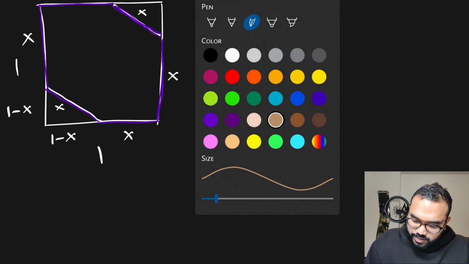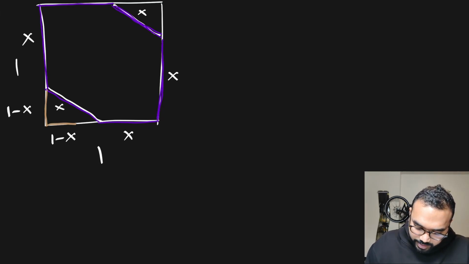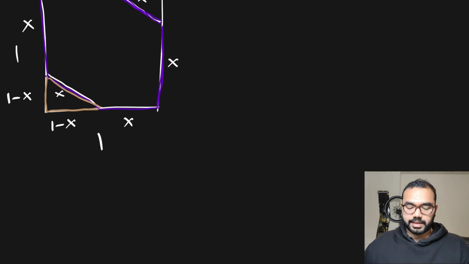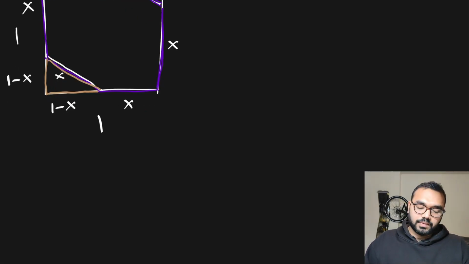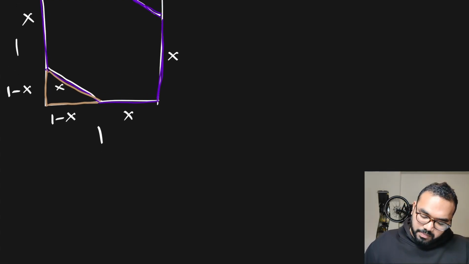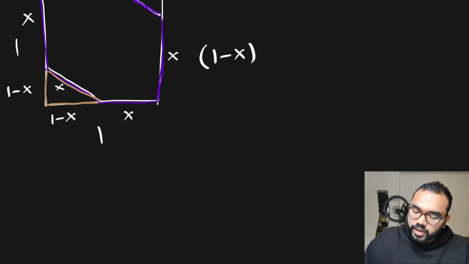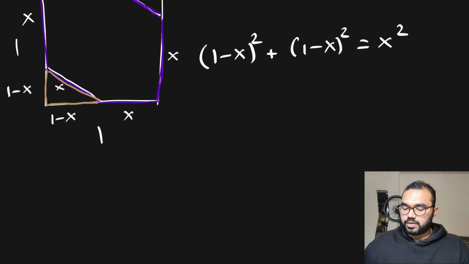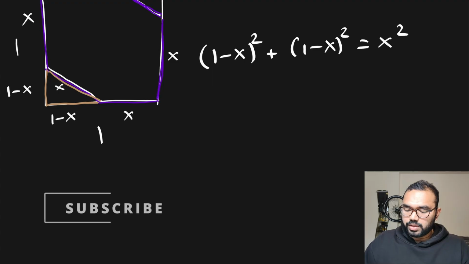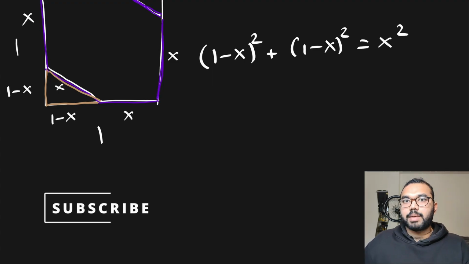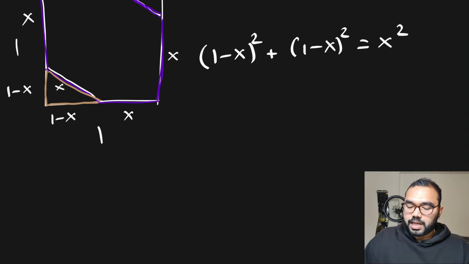So I'm going to consider this right angled triangle right here and apply the Pythagoras theorem. I have the hypotenuse and the lengths of the other two sides. So (1 minus x) whole squared plus (1 minus x) whole squared equals x squared. Since the two lengths are equal, instead of expanding it out, I'll write it as 2 times (1 minus x) whole squared equals x squared.